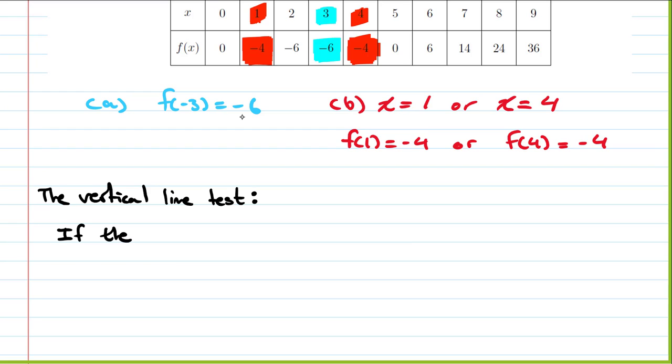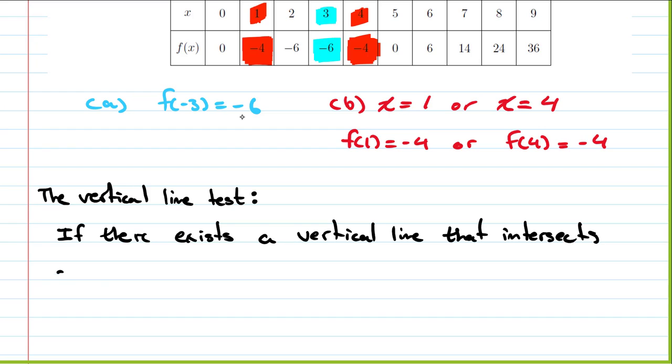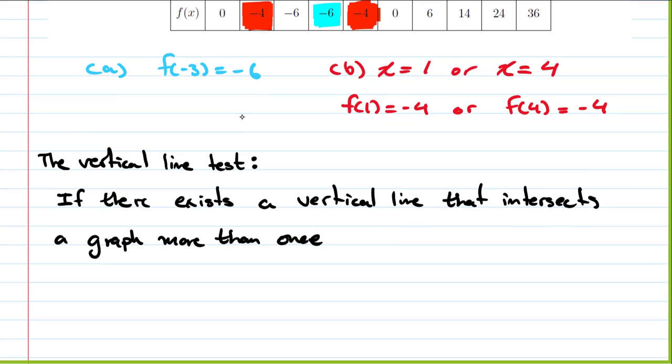If there exists a vertical line that intersects a graph more than once, then the graph does not represent a function.